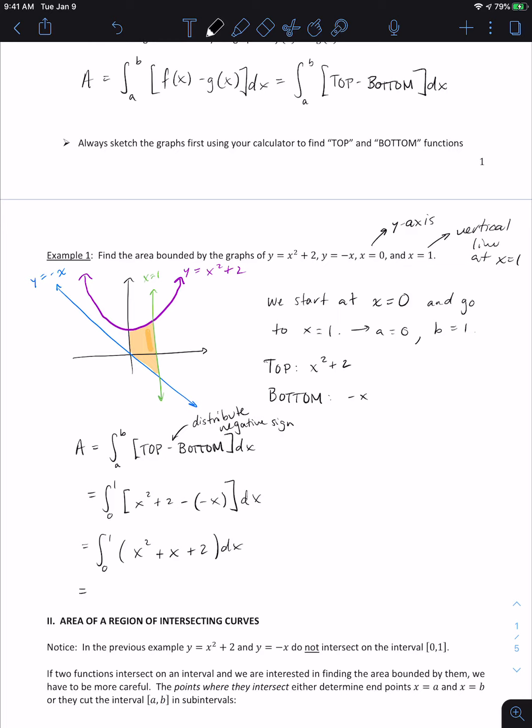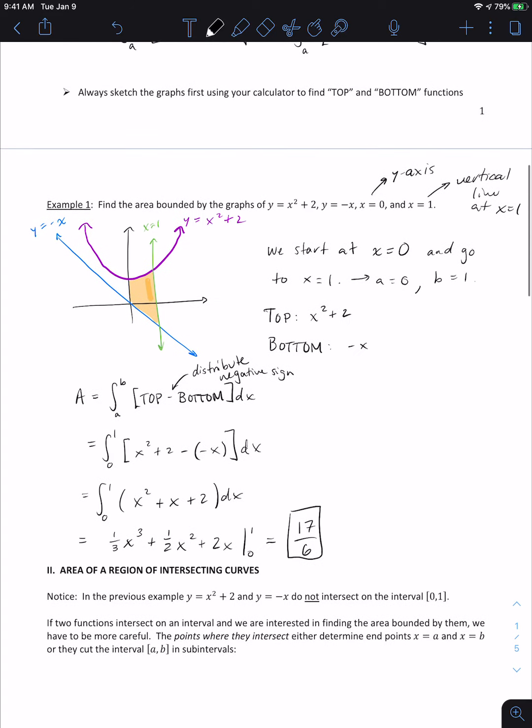Now we perform our definite integral. Here I would get 1/3 x cubed, the antiderivative of x squared, then 1/2 x squared, and 2x, and I'm going to evaluate that from 0 to 1. Since we're already familiar with evaluating integrals, I will just tell you that the final answer is going to be 17/6. I'll let you compute that in your spare time to verify.